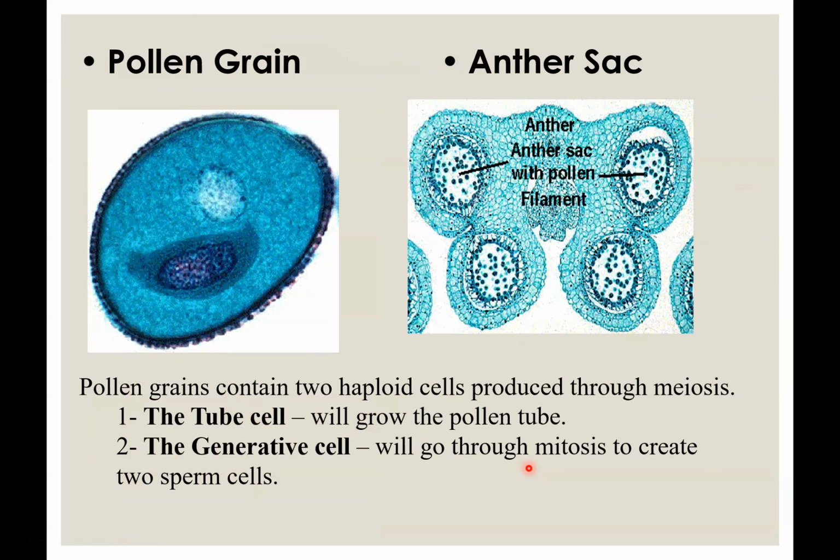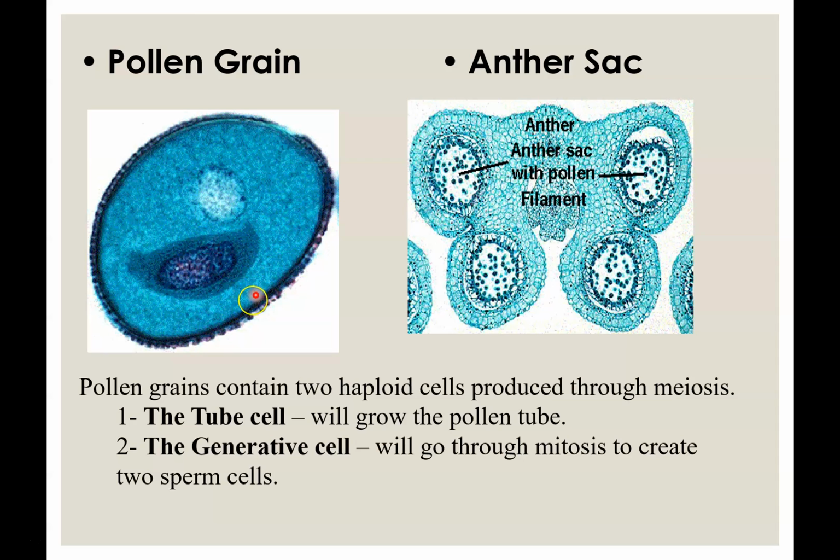Now let's look in detail at the structures of the pollen grain, so we can see later on how fertilization occurs. A pollen grain is shown here on the left. In the structure, they tend to have a very rigid wall, and they can survive very harsh conditions. So pollen grains contain 2 haploid cells produced through meiosis. They're going to contain the tube cell and the generative cell.